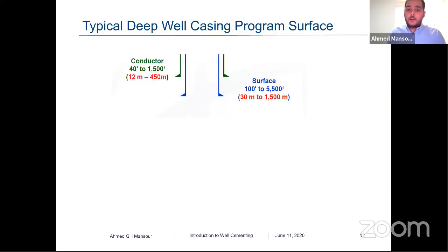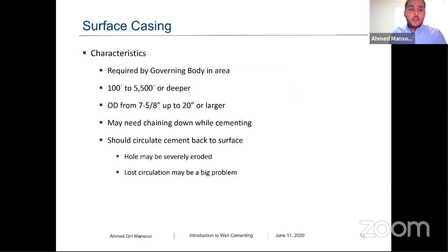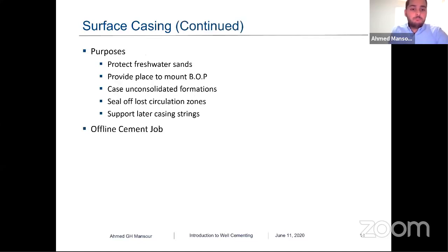Another type of cement job is the surface cement job. The surface casing is usually from 100 feet to 5500 feet deep. The size is from 7 5/8 to 20 inch. The average size that I deal with is usually 13 3/8. Why do we cement the surface casing? It's to protect fresh water sands.